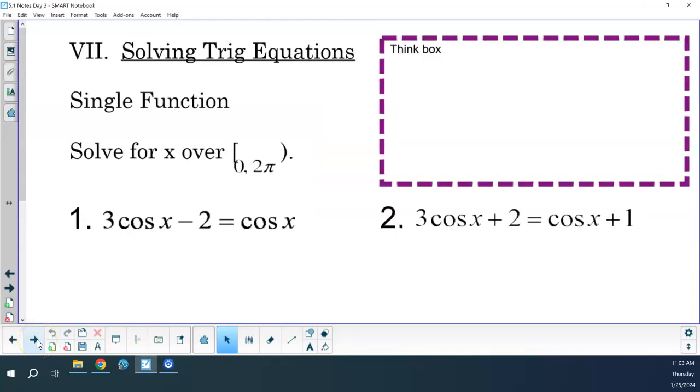Whoa, that didn't really work for me. That should be like up here. Alright, so we're just going to dive right into it.